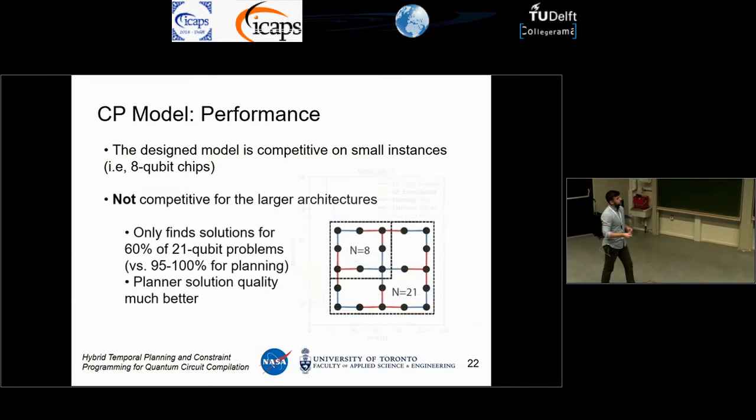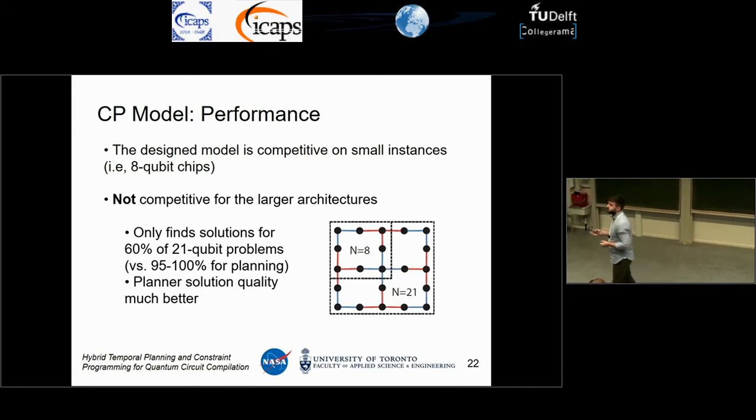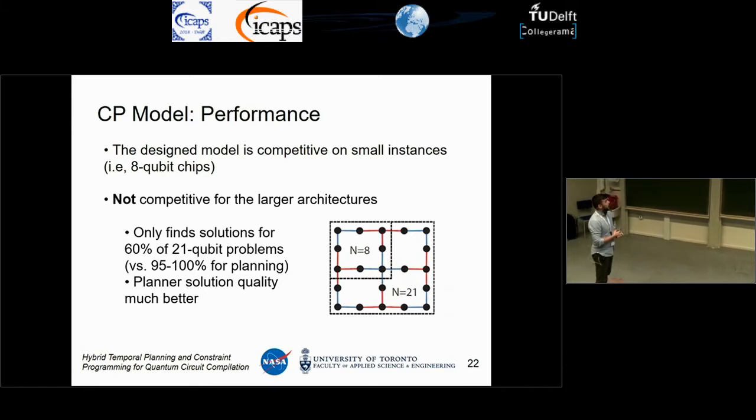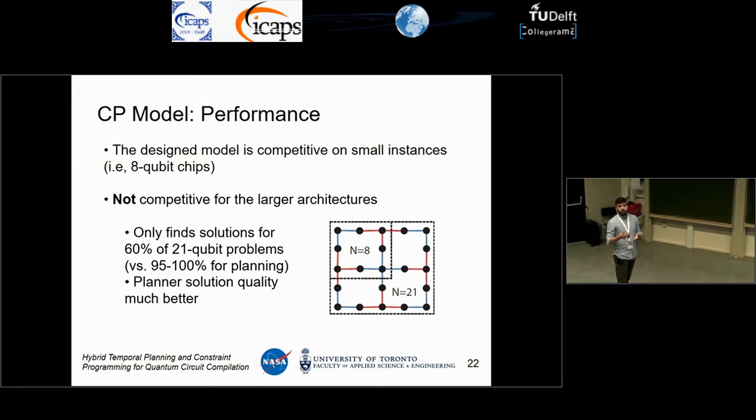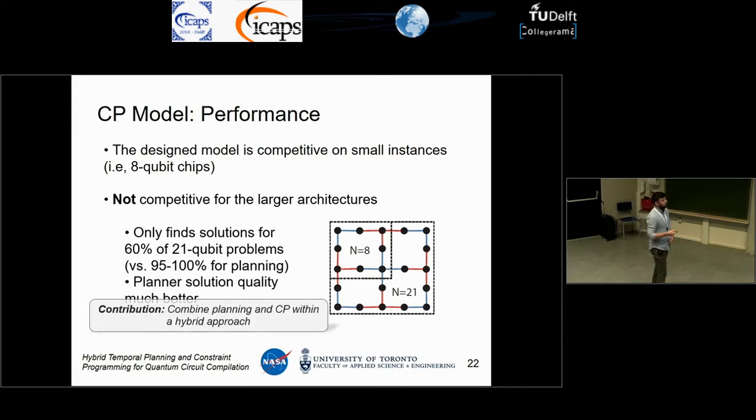But it turns out when we take that n equals 8 architecture and expand it to 21 qubits, all of a sudden CP can't solve really too much, right? It can't even find solutions for 60% of the problems, versus planning finding solutions for 95 to 100% of the problems, and the planner solution quality is much better. However, like I said before, it doesn't improve much as time goes on. So that gives me an idea. Can we combine the two methods within some sort of hybridization?